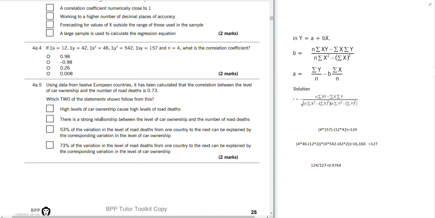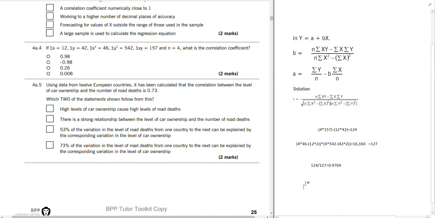High and strong. 0.73 is high, but it is not strong. So obviously one of them would be correct. Strong is more than high, so this is high, but it is not strong. Strong would be near 90%. So A is correct here. 53% of variation in the level of road deaths from one country to the next can be explained by corresponding variation of the level of car ownership.